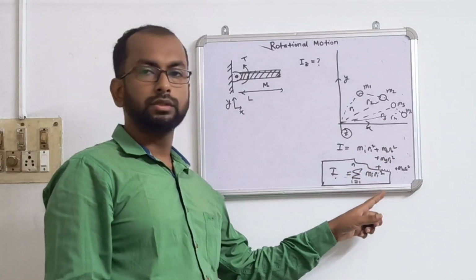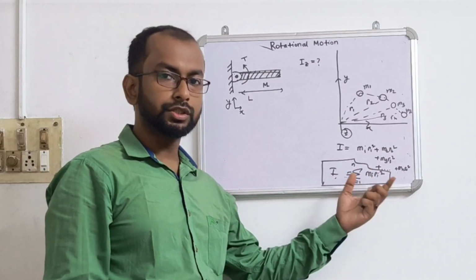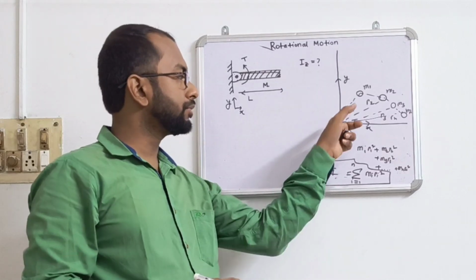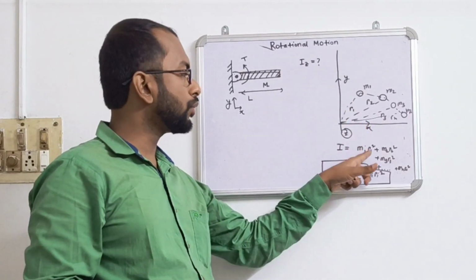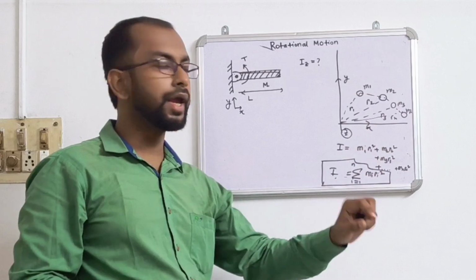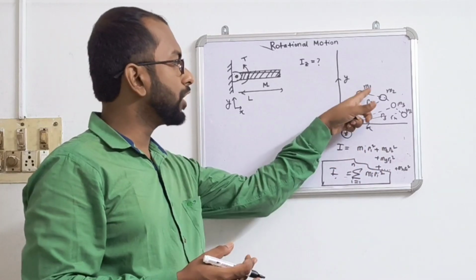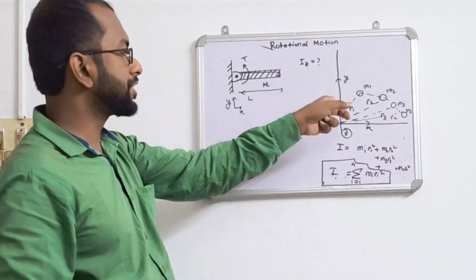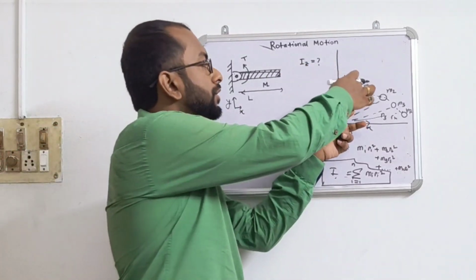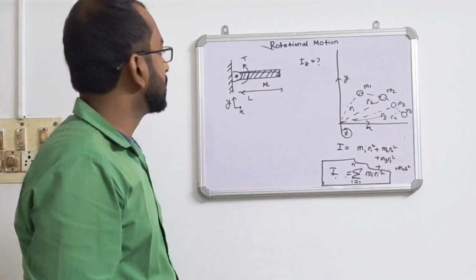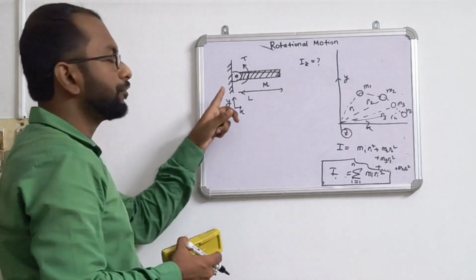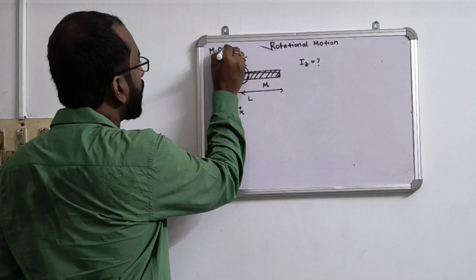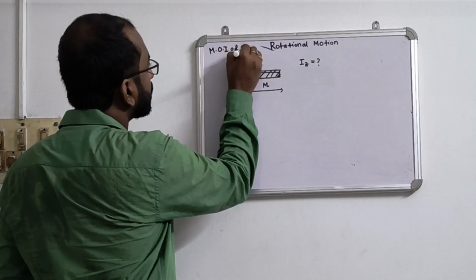That each mass I have to multiply with the distance square, and then I have to take a summation of it, and that will be the moment of inertia with respect to that axis. So here R1, R2, R3, Rn are the respective distances of M1, M2, M3, Mn from the axis of rotation. This is the axis, this is the distance. That's it. Now I have to find the moment of inertia, MOI, of this rod.